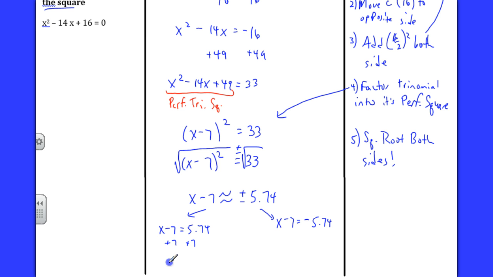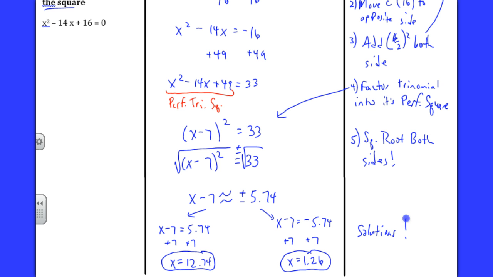All right, I add 7 to both sides, and that is equal to, we'll do the math there, that comes out to be 12.74. So that's one solution. And we're going to add 7 to this side here. And that works out to be x equals 1.26. Again, these are rounded off because we had to round it off back there because the square root was an irrational number. All right, so what you found are the solutions are that value and that value there.